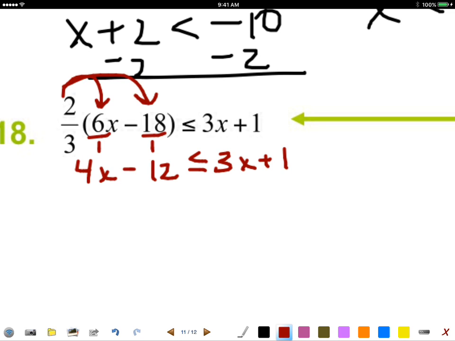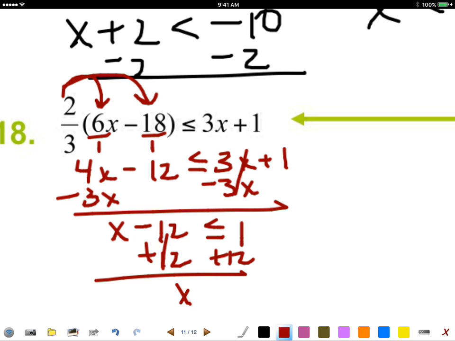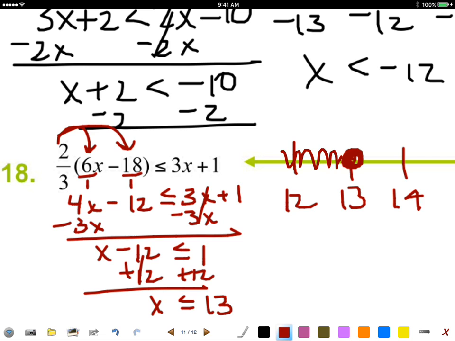Okay, now variables on both sides. Let's get rid of the 3x, so subtract 3x. x minus 12 less than or equal to 1. Add the 12. x less than or equal to 13. Thank you. Very good. 13 in the middle. Open or closed? Shade. Left, to the left. Okay, I know I went really, really fast, but if you have questions, let me know.